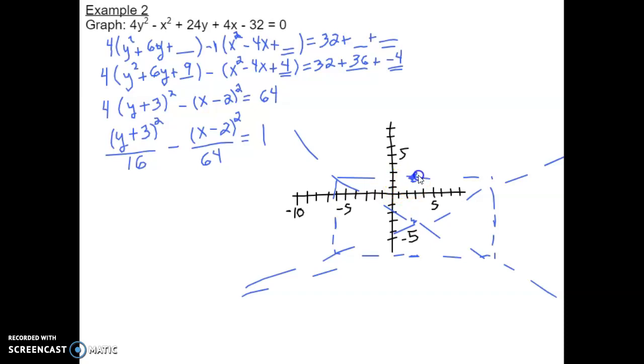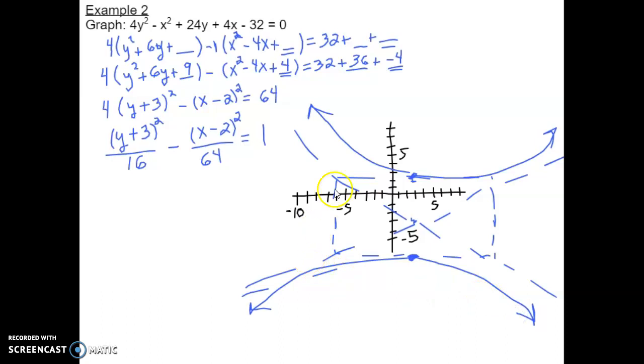So here's one vertex, and I have a hyperbola opening up right here. I could do better than that, but I'm running short on time. And here's another hyperbola opening down. So this hyperbola opens up and down because y is positive.